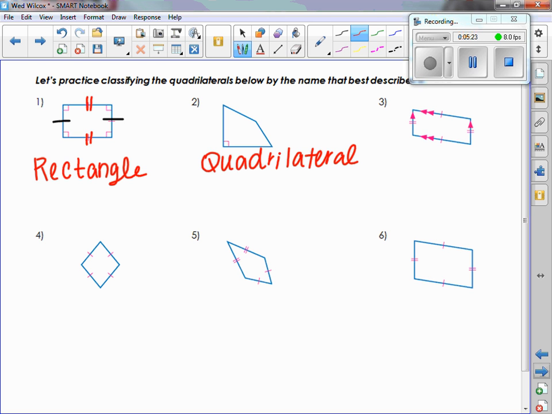Number 3, I see a congruent sign and a congruent sign, 1 dash for each. And then I see a parallel sign, 2 for each. So that pair is parallel and congruent. Then I see 2 dashes, making those 2 congruent, 1 arrow, meaning they are also parallel. So what type of quadrilateral has 2 pairs of parallel lines and congruent lines? Good, a parallelogram.